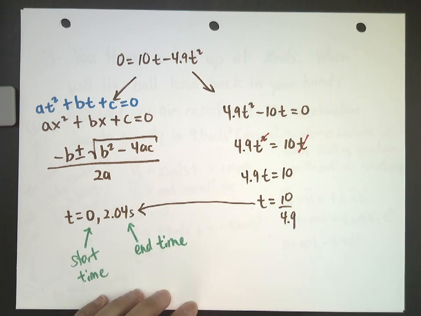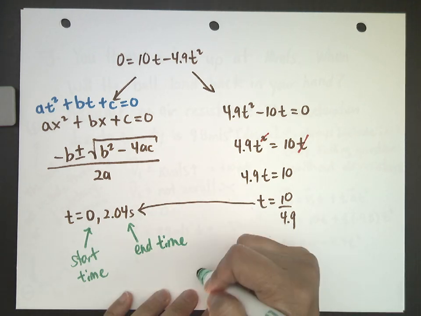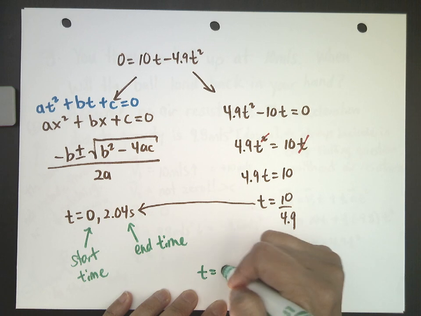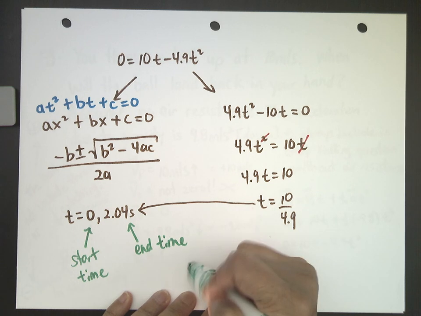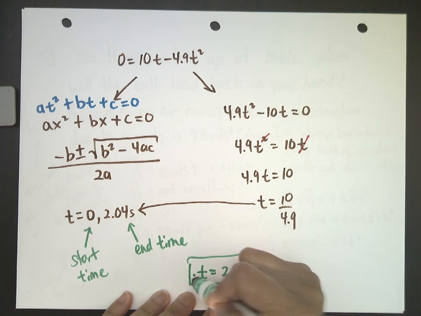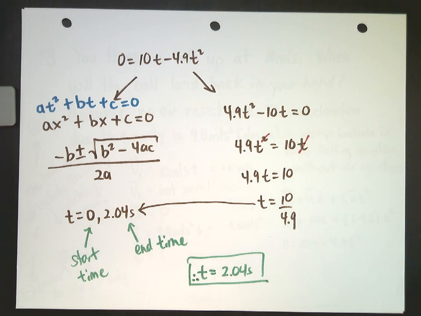So how long did it take for the ball to land in your hand? Time is equal to 2.04 seconds. And there you have it. I hope that makes sense.